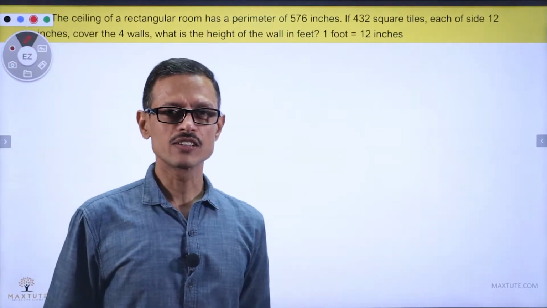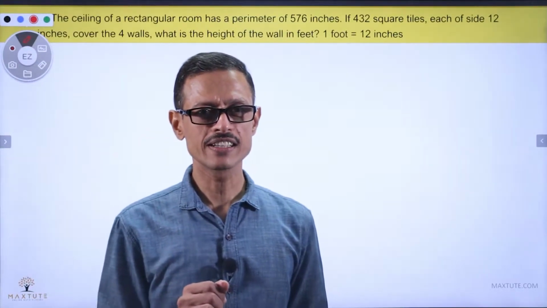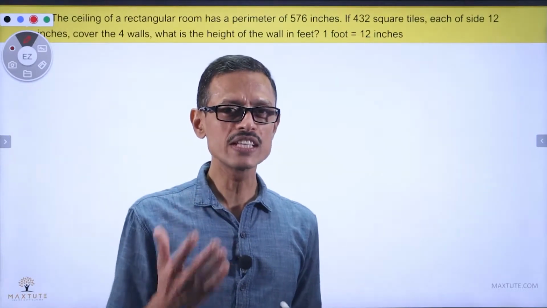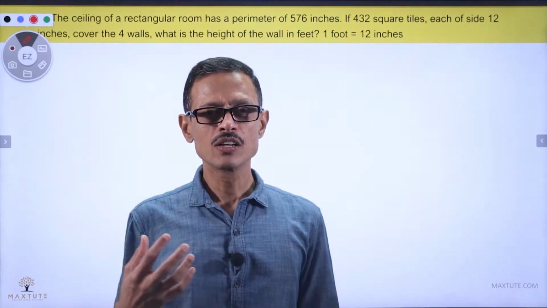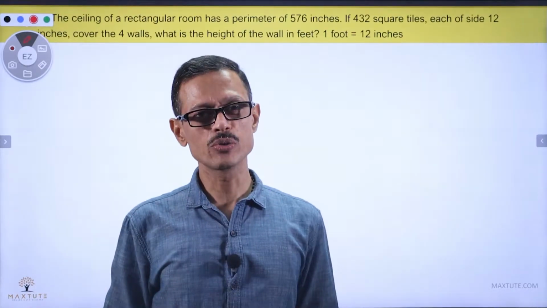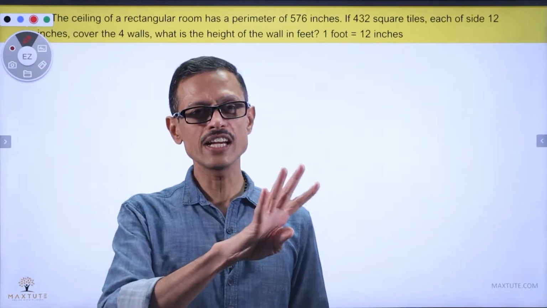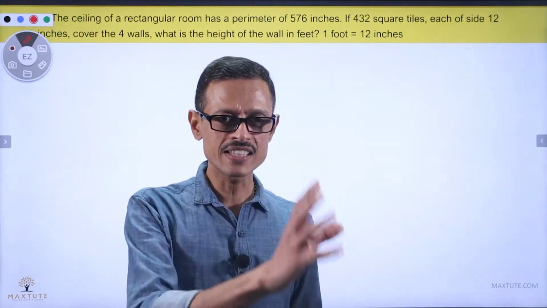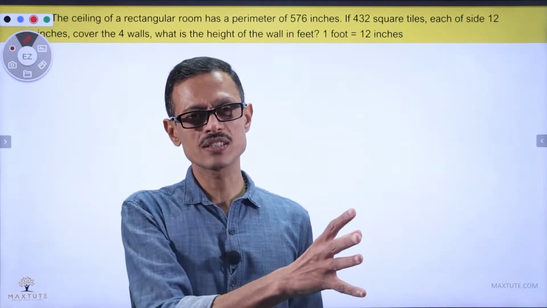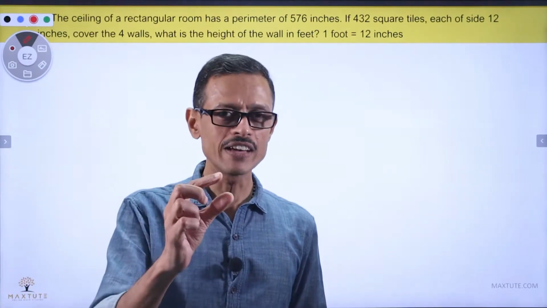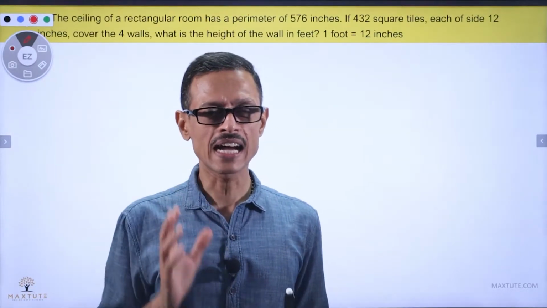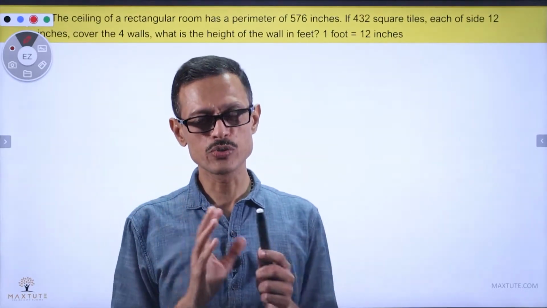For the first method, the core idea that I'm going to be using is basically this. Where are we using these tiles? We're using these tiles to tile the four walls. So area of all the tiles that we have used should be equal to the area of the four walls. On the left hand side, I'm going to compute area of the four walls. On the right hand side, I'm going to compute area of all the tiles used. I'll have one variable in the process, which is going to be the height of the room. We'll find out the height of the room using that process.